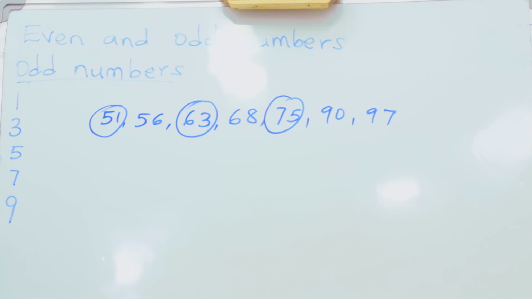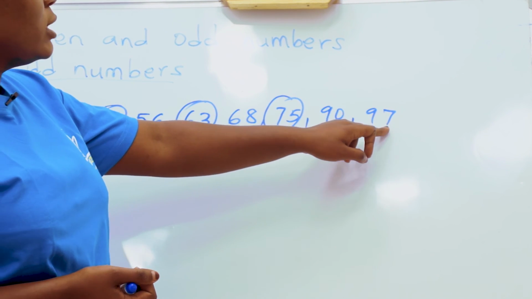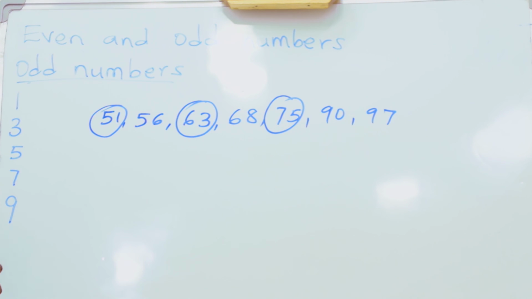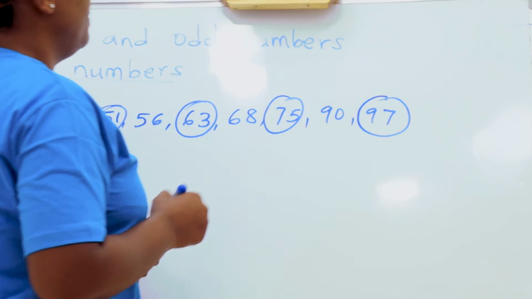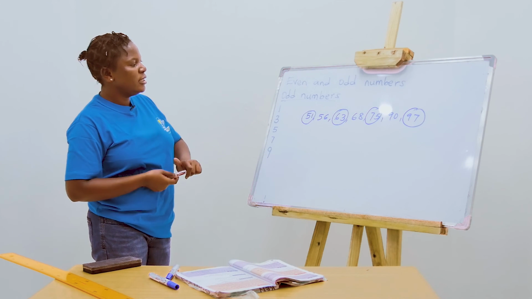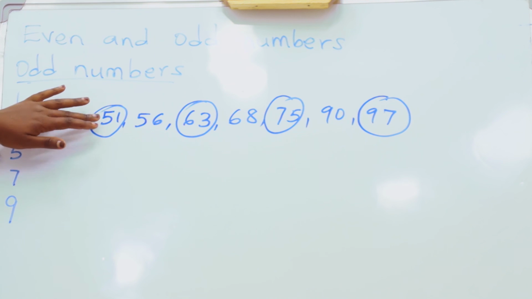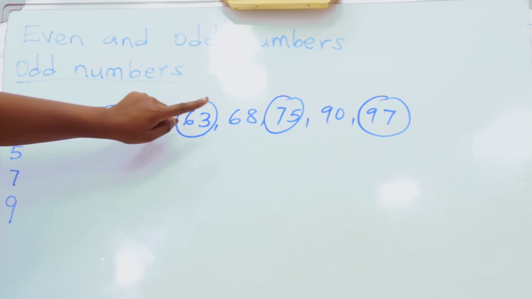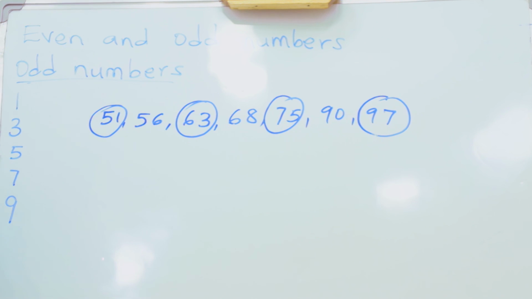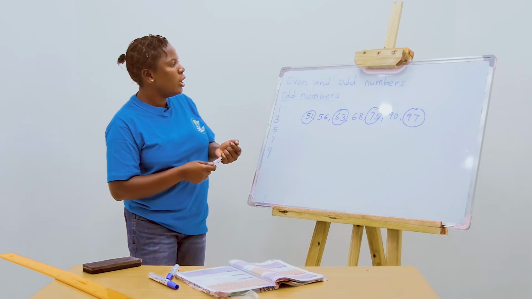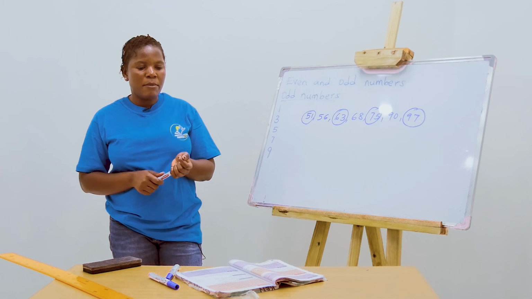Our last number is 97. The last number is 7. So is 7 among the odd numbers? Yes. So we circle 97. From our pattern here, our odd numbers are 51, 63, 75 and 97. That's all about even and odd numbers.